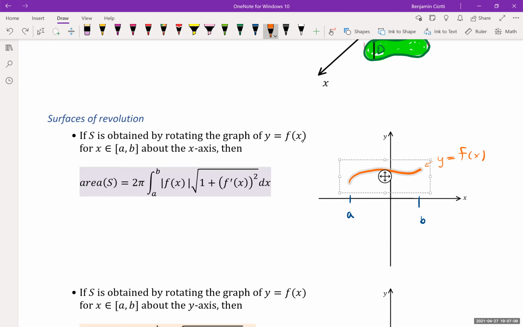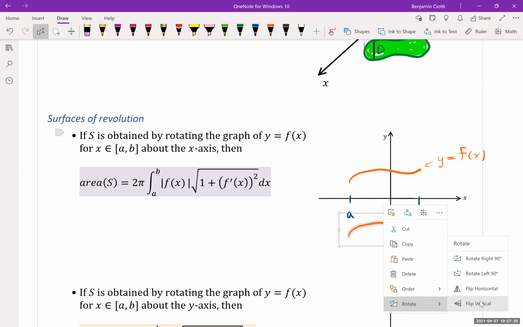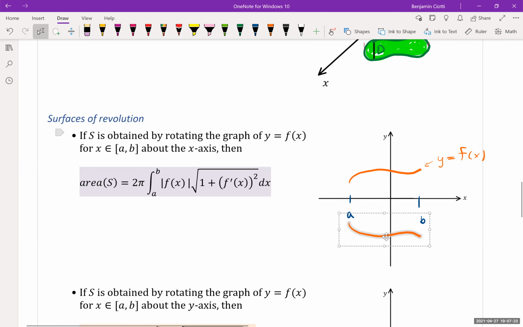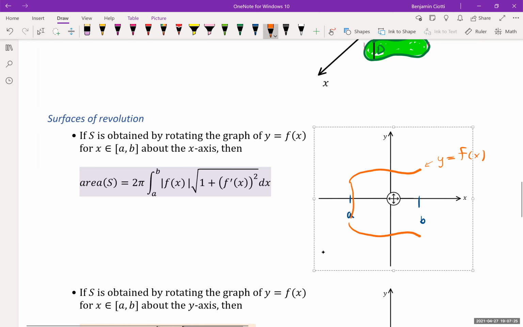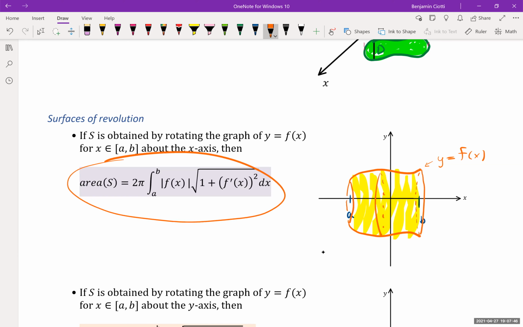So here, let me just take the mirror image of this and flip it upside down. Rotate, flip, vertical. There we go. I think the rotated surface will look something like that. And there's a formula for what this surface area is. And it's given by this formula here.